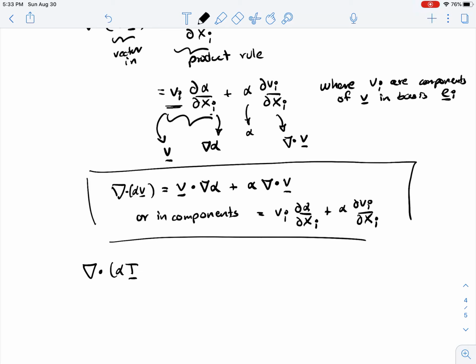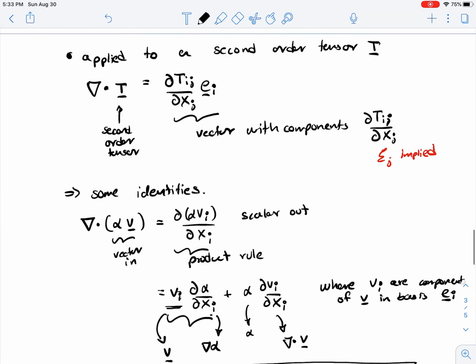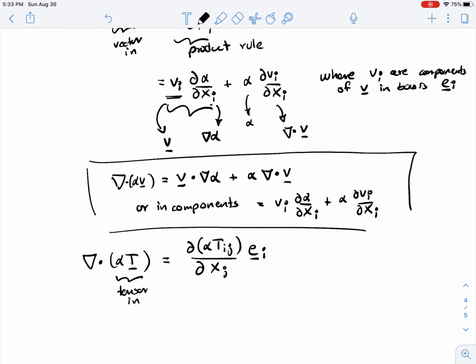So that's one. Let's do the divergence of alpha times the tensor T. I have a tensor in, I am going to get a vector out, and that vector is going to be, if you just go back to my definition, partial of alpha Tij with respect to xj, ei, sorry, otherwise I will have e_j. So this is basically what I had here, but with an extra alpha.